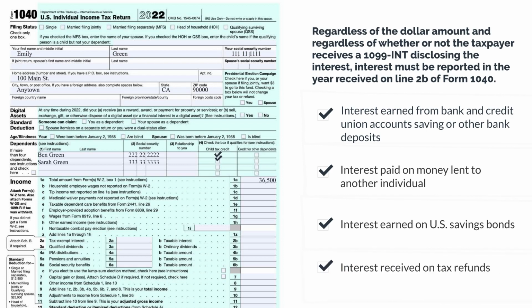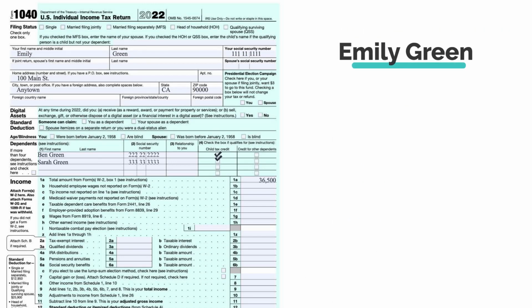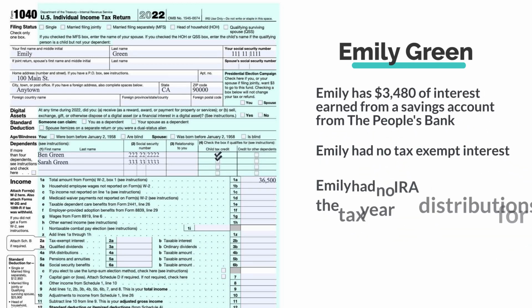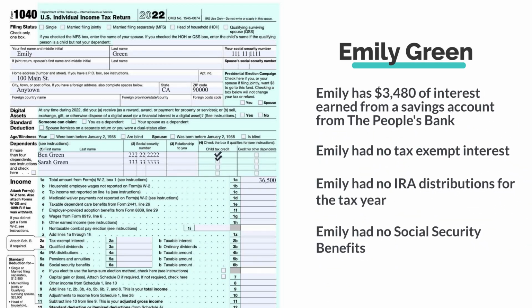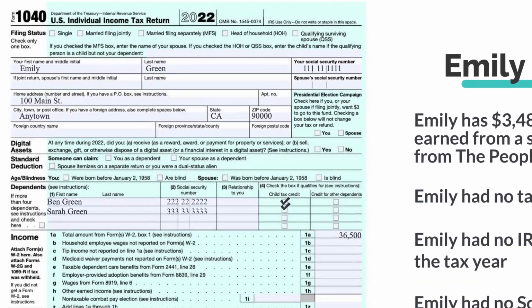Remember that regardless of the dollar amount, and regardless of whether or not the taxpayer receives a 1099 INT disclosing the interest, it must be reported in the year received on line 2B of Form 1040. From the information provided, we see that Emily has $3,480 of interest earned from a savings account with the People's Bank, and so that will be entered on line 2B. Because she received more than $1,500 in taxable income, she must attach Schedule B.